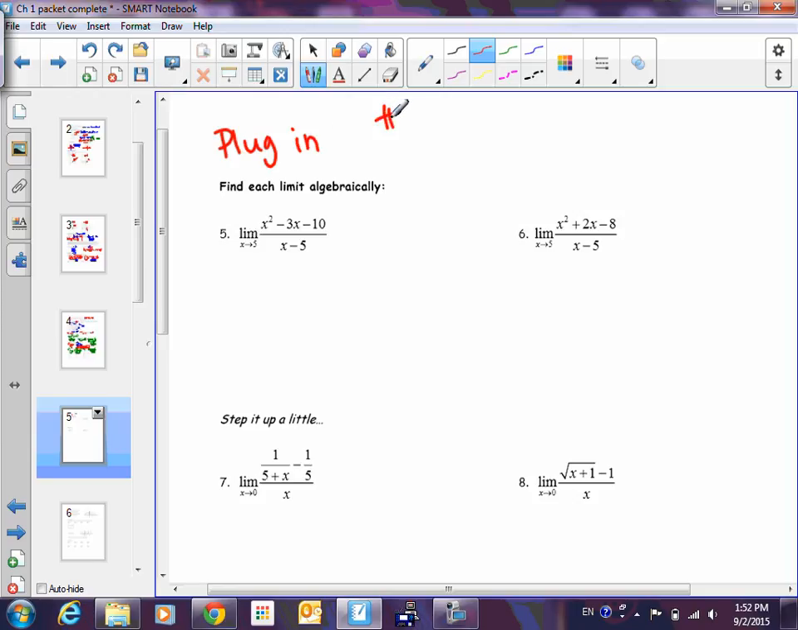and then if you get a non-zero number over 0, what is that limit? Does not exist. Graphically, why is that happening? A vertical asymptote. Okay, what if you get 0 over 0? You have to do more. Now, before today, that was always factoring. And this is always happening because of a hole.